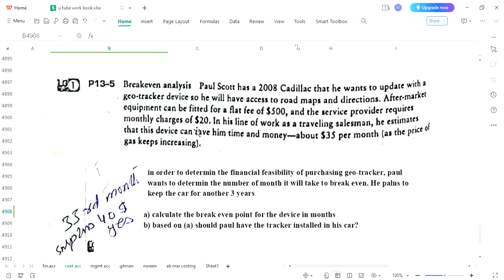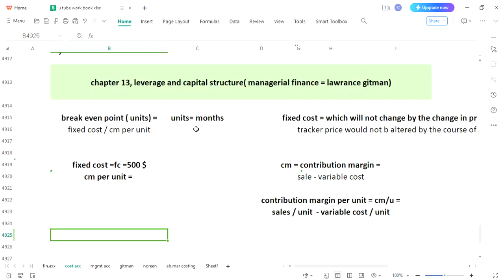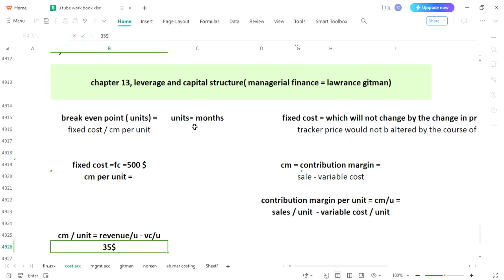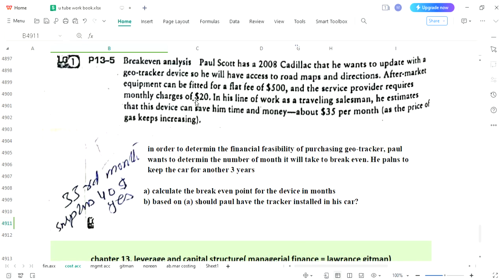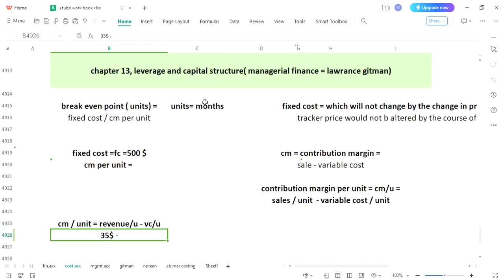So $35 per month he is receiving. This would be considered as revenue or sales per unit. So CM per unit needs sale or revenue per unit, and then you will subtract your variable cost per unit. Now here revenue per unit is $35 which we have determined, and let's go back to the variable cost. The cost which he is paying after each month is $20. So just consider it as variable cost.